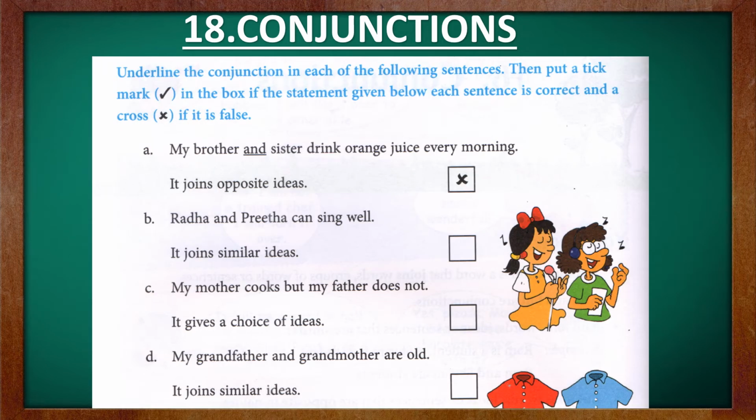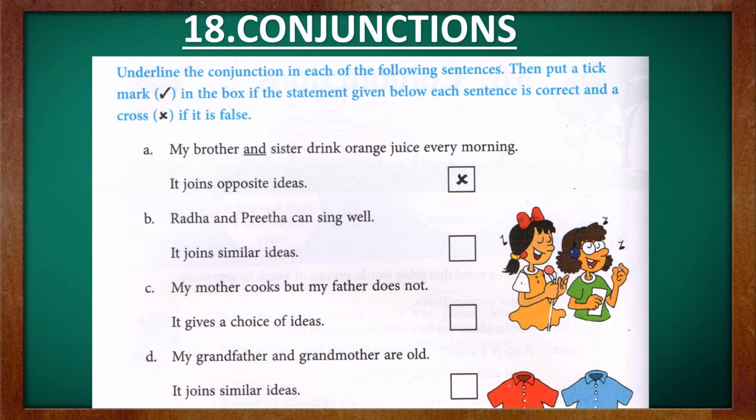With all the above examples, we have understood that "and" joins words or sentences that are similar in nature, "but" joins words or sentences that are opposite in nature, and "or" joins words or sentences that offer a choice. So now here we have to find out whether the sentence is choice, opposite or similar. We have to find that. And also we have to underline the conjunctions.